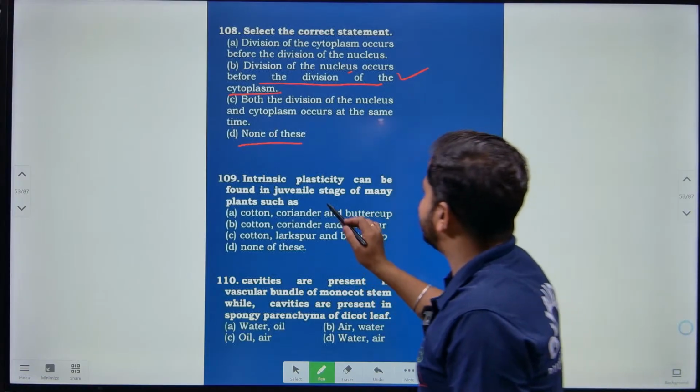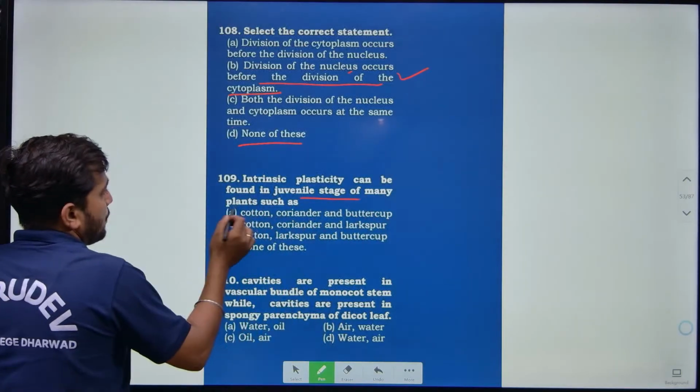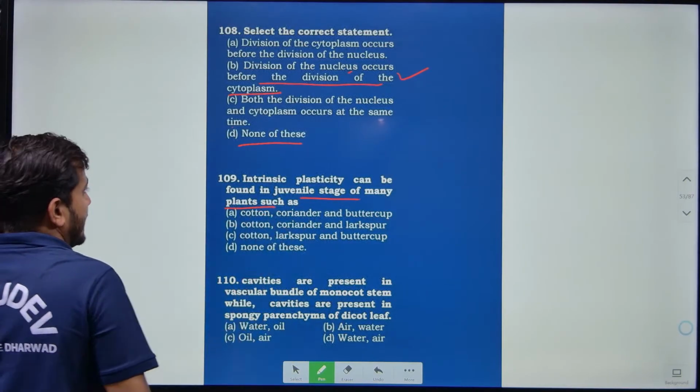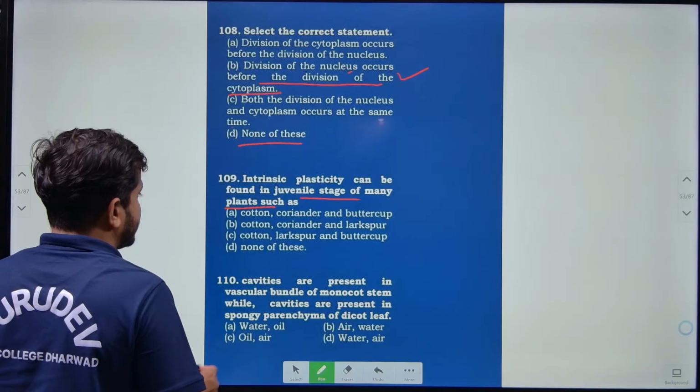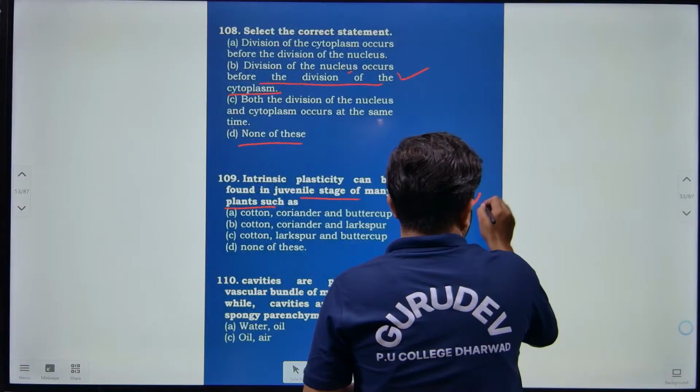Then intrinsic plasticity can be found in what? Juvenile stage of many plants, such as, right? Intrinsic plasticity can be seen with respect to what we call heterophylly, right?